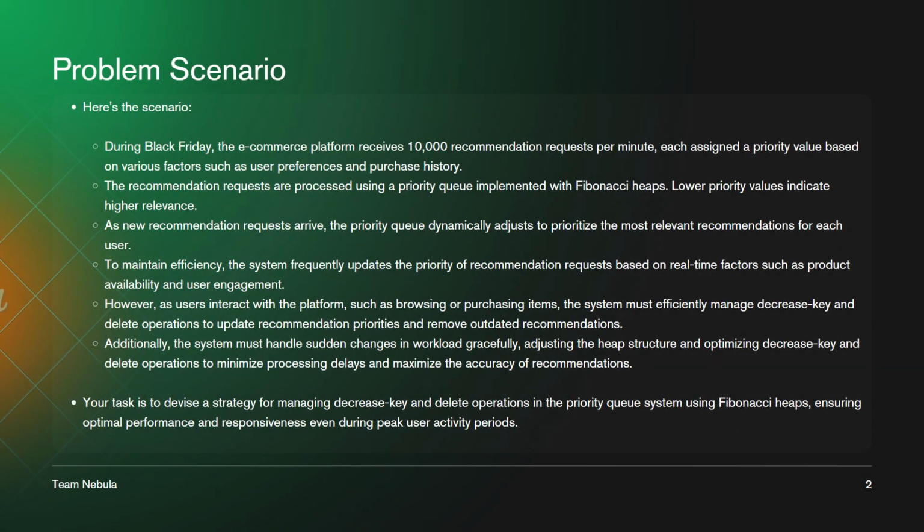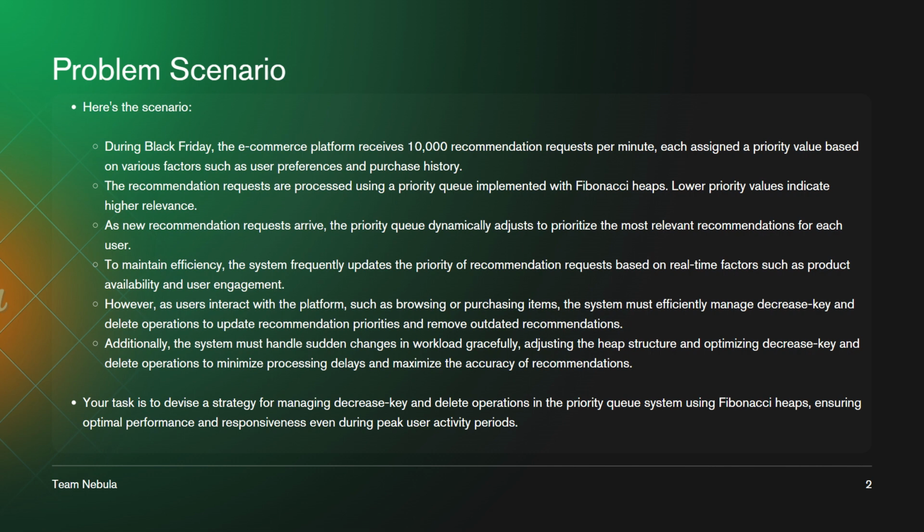So, here is the scenario. During the Black Friday, the e-commerce platform receives 10,000 recommendation requests per minute, each assigned a priority value based on various factors such as user preferences and purchase history. The recommendation requests are processed using a priority queue implementation with Fibonacci heaps. Lower priority values indicate higher relevance.